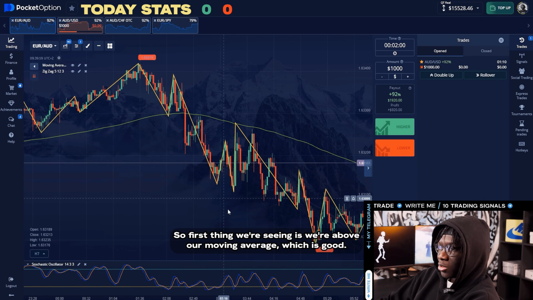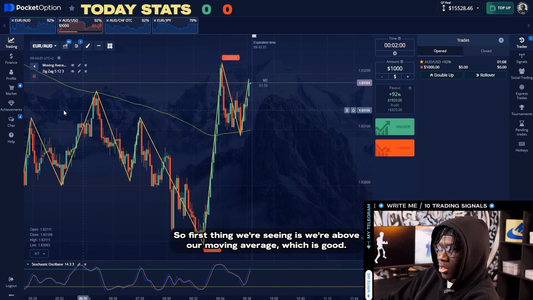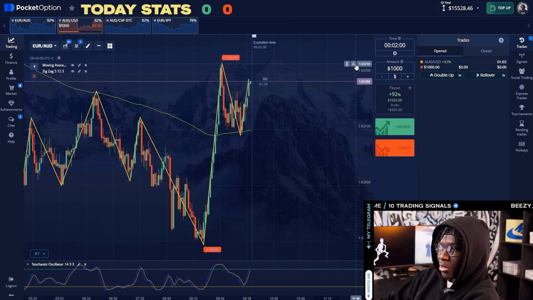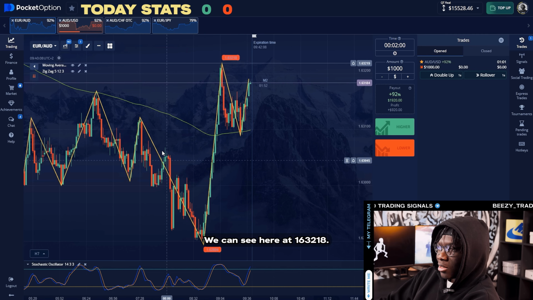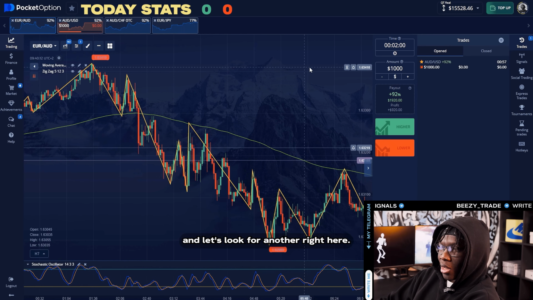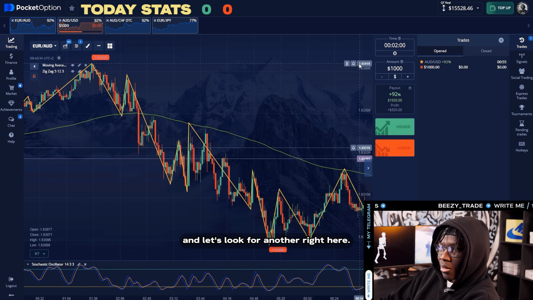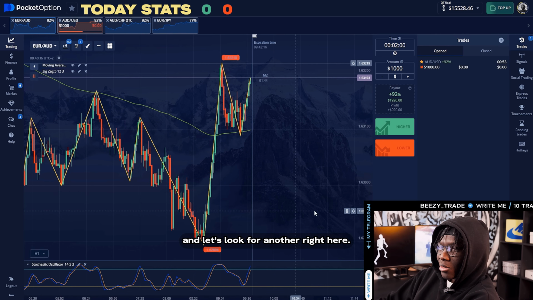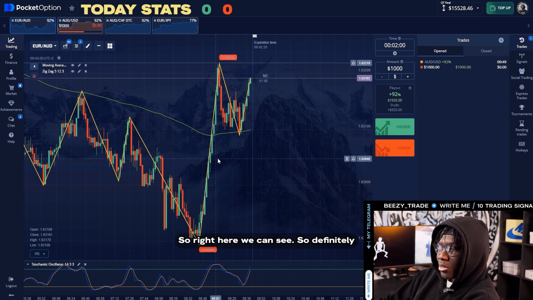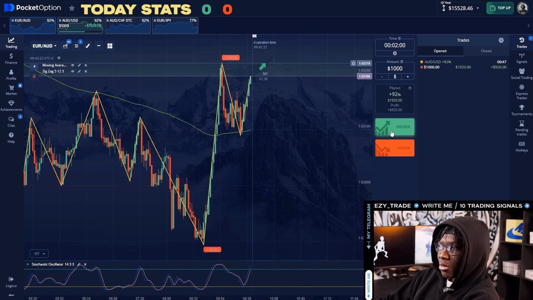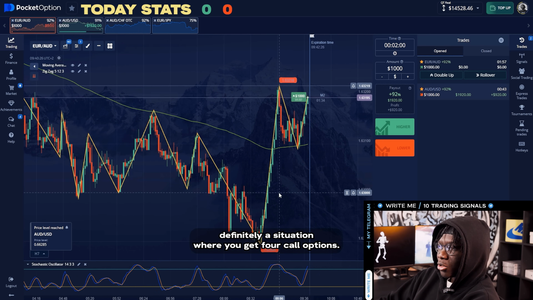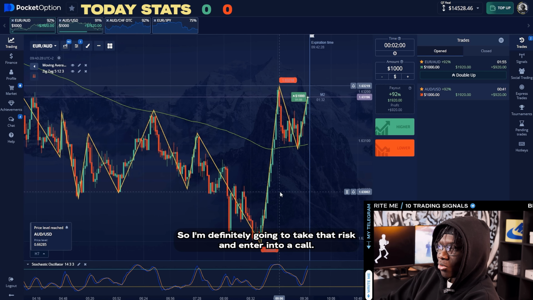So first thing we're seeing is we're above our moving average, which is good. Now the next thing we're looking for is the highest point right here. We can see here at 163218, that's one. And let's look for another right here. Let's just put that mark over there. Okay, so right here, definitely this is a situation where you go for a call option. So I'm definitely going to take that risk and enter into a call.